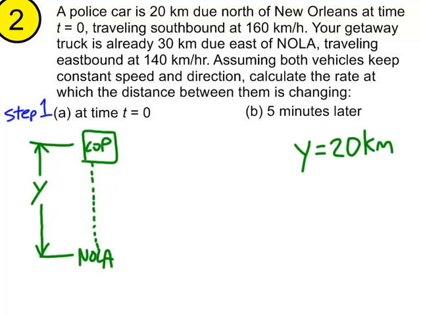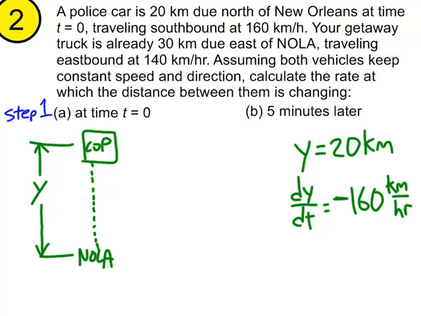How do we reflect that the cop is traveling southbound at 160 kilometers per hour? Well, that's what the change in y is, right? So we'll put dy over dt equals 160 kilometers per hour. Now, I do have something that's a little bit incorrect there. Do you see what it is? It's very subtle, but it's one of those things we better be aware of. Notice that if the cop is traveling southbound, y is decreasing, right? So if y is getting smaller, that means that dy over dt is negative 160 kilometers per hour.